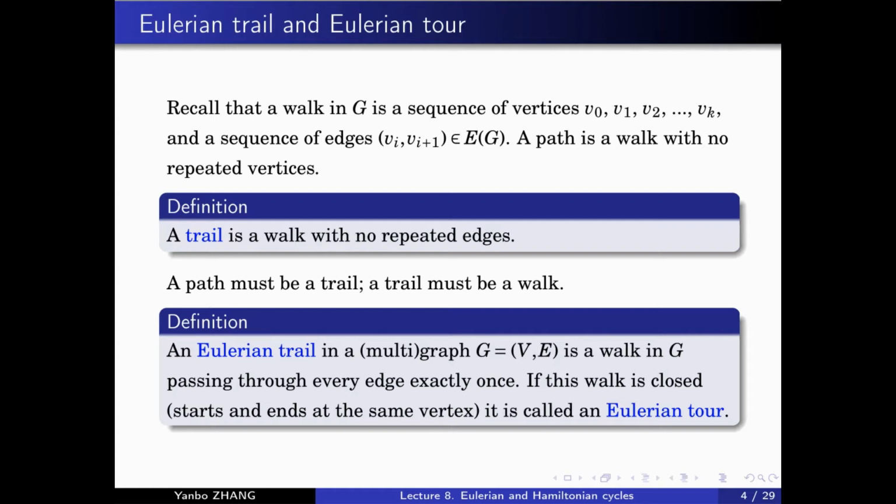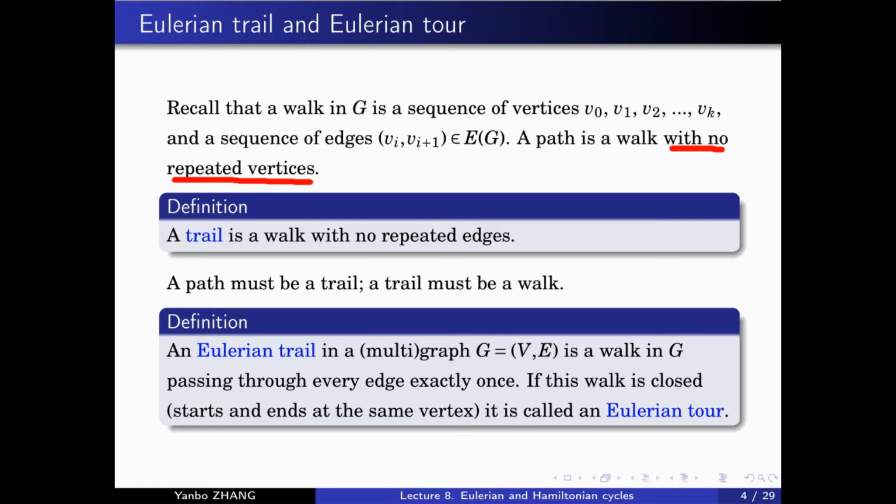What is an Eulerian trail? What is an Eulerian tour? Recall that a walk is a sequence of vertices v0, v1, v2 to vk, and a sequence of edges vi, vi+1. This is an edge belonging to E. There is an edge between every 2 consecutive vertices. A path is a walk with no repeated vertices.